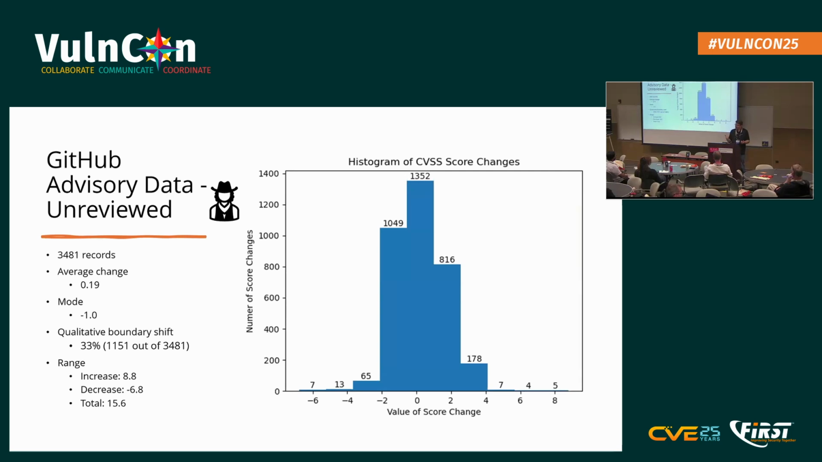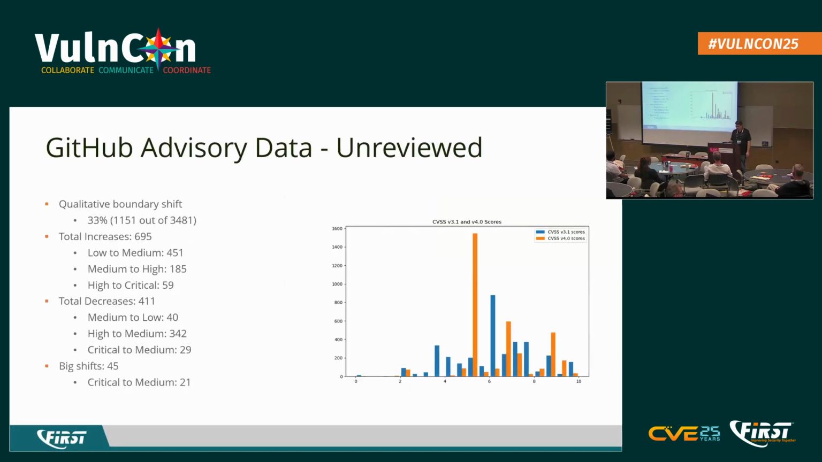Again, a smaller average change, a lot of boundary shifts. 33% of all of the records in the unreviewed set changed boundaries. And about a wash here, because quite a few increases, quite a few decreases, but things are shifting all over the place.